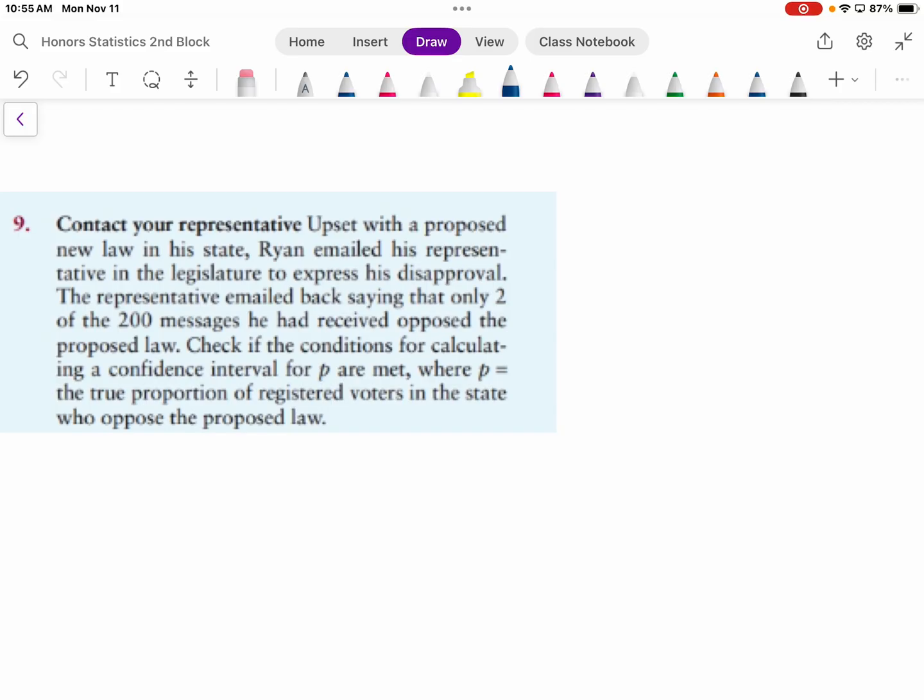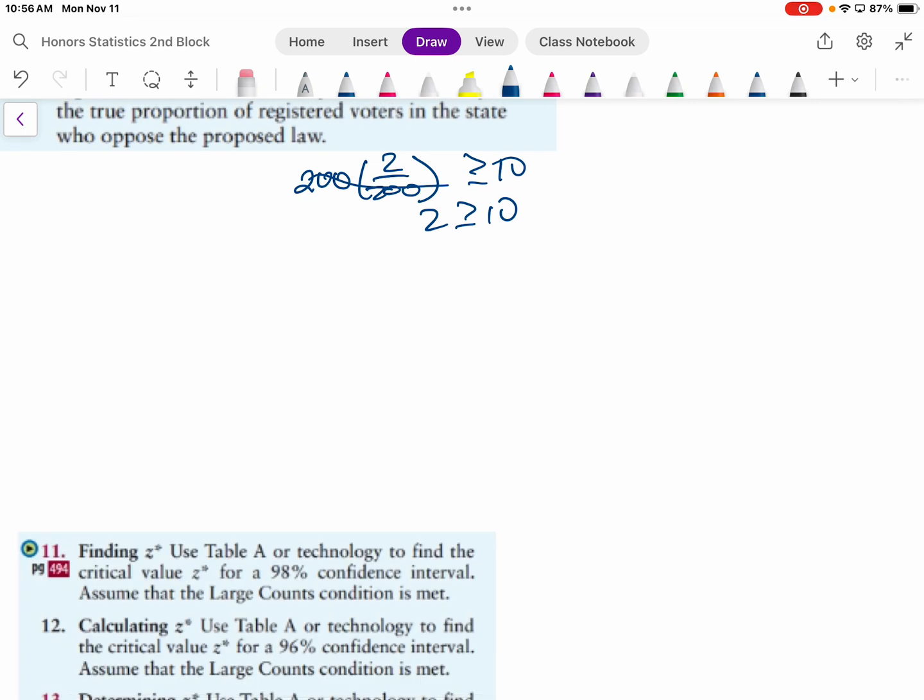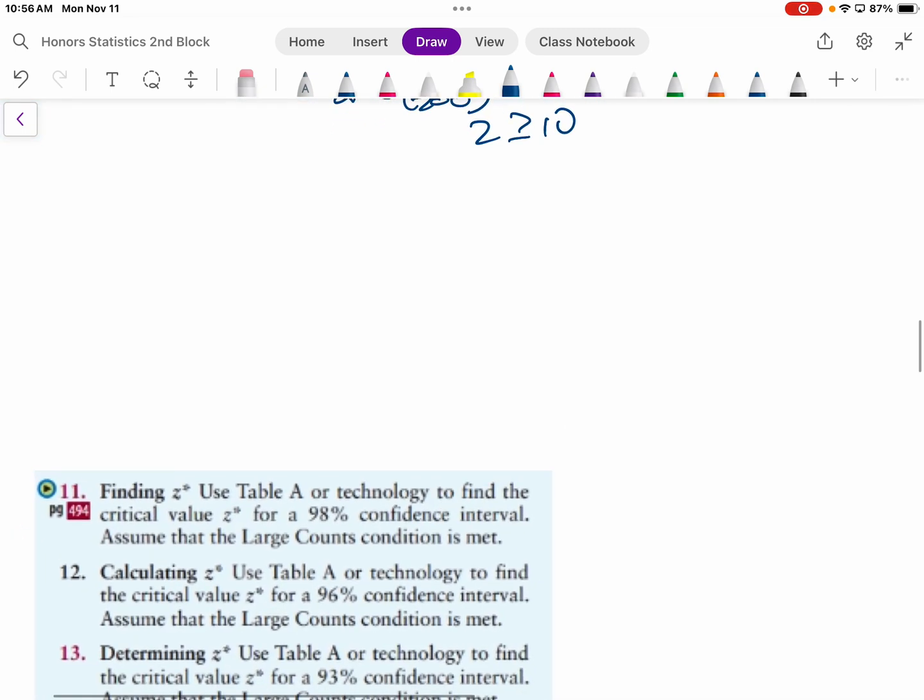Second, if I do 200 emails times 2 over 200, which is the p hat, is 2 greater than or equal to 10? No, so we fail that one too. Even if they said there was a simple random sample of 200 messages, fantastic, we would fail on the large count one. So this one fails on both, because they don't tell us how he got the emails. He just said out of 200 emails, he got 2, and so forth. We just don't know. If he said it was a simple random sample of 200 emails, then we'd be okay for the random clause. All right, next part.